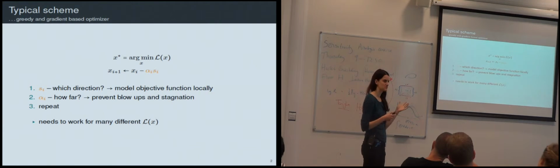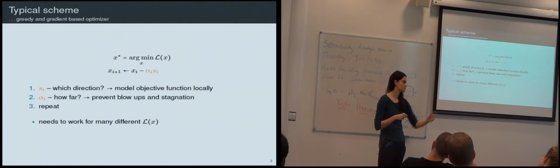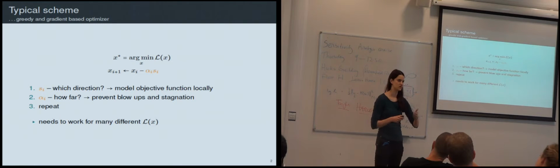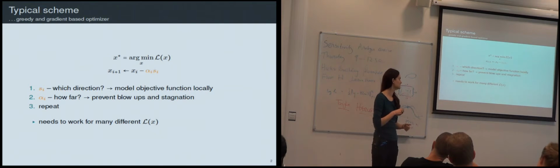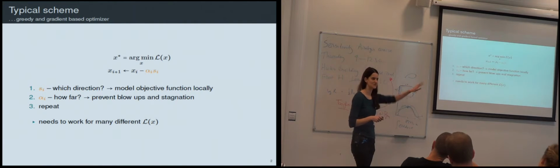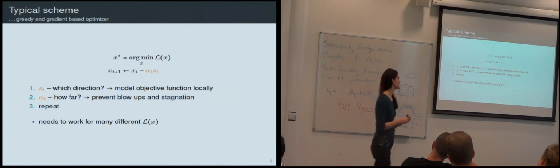And then after deciding which direction, it asks itself how far do I want to go in that direction. And this is the step size. So basically, at each step of the optimizer, you have to make a decision about a vector S and a scalar alpha. And then you repeat until your budget is full.